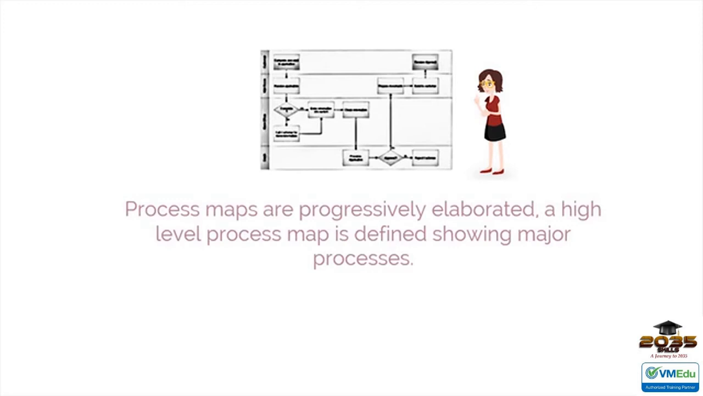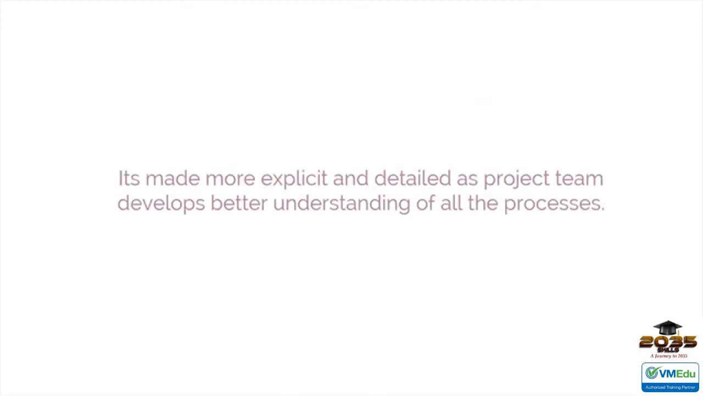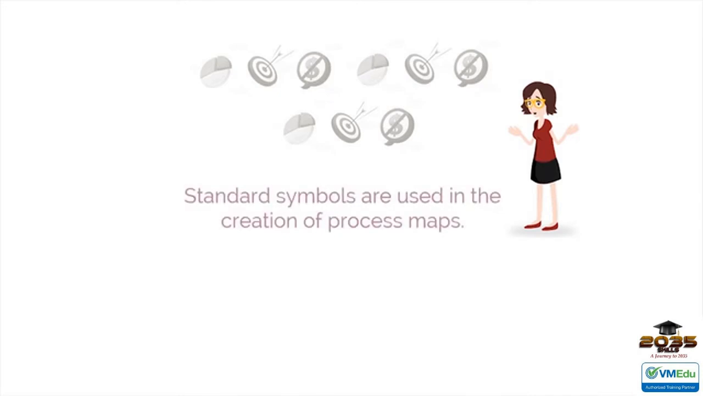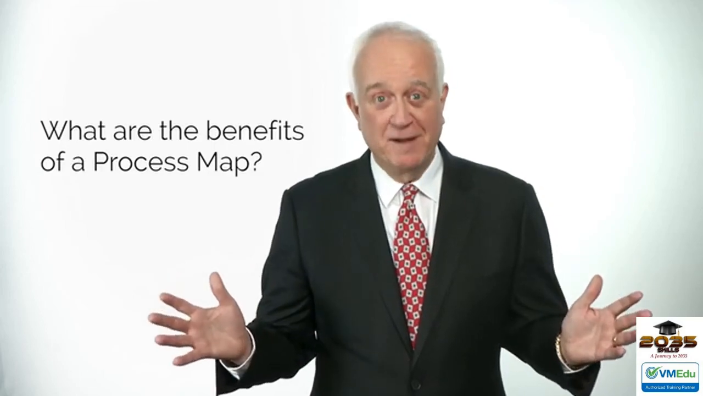Early on in the Six Sigma project, a high-level process map is defined showing major processes. This is made more explicit and detailed as the project team develops a more and complete understanding of all the processes. Standard symbols are used in the creation of process maps. What are the benefits of a process map?